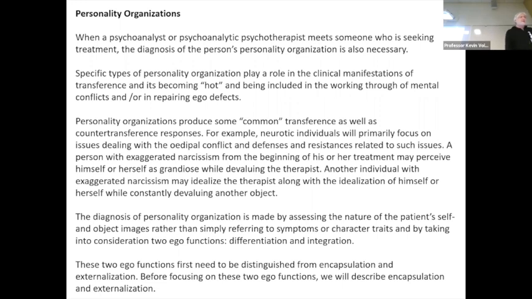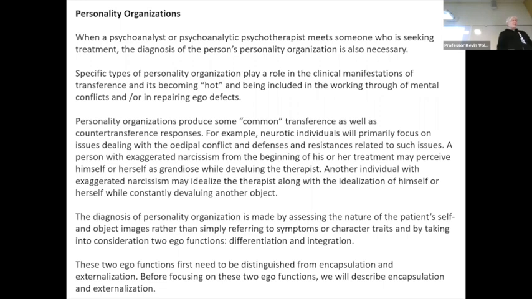For example, neurotic individuals are primarily focused on issues dealing with the Oedipal conflict and defenses and resistances related to such issues. A person with exaggerated narcissism from the beginning of his or her treatment may perceive themselves as grandiose while devaluing the therapist. That's the fun of working with narcissists. Another individual with exaggerated narcissism might idealize the therapist along with the idealization of himself or herself while constantly devaluing the other object. So when you do therapy with narcissists, you have to be aware of this kind of thing. There are certain techniques and strategies for that, and we'll talk a little bit about that later.